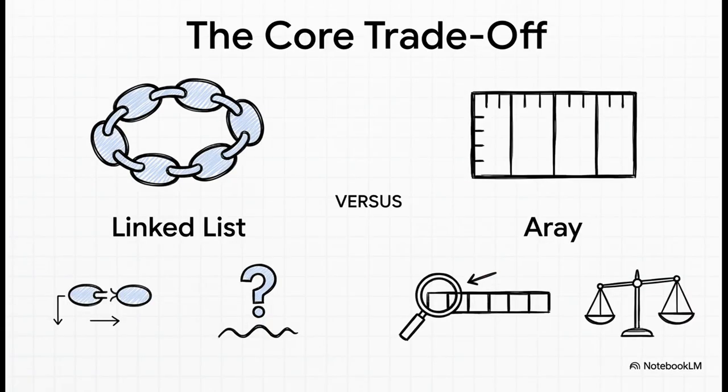Here's the bottom line. You reach for a linked list when your data is dynamic, when it's constantly changing, with items being added or removed all the time, especially from the middle. You choose an array when your data is pretty stable, and your main priority is being able to quickly look up items by their position. At the end of the day, it's all about picking the right tool for the right job.